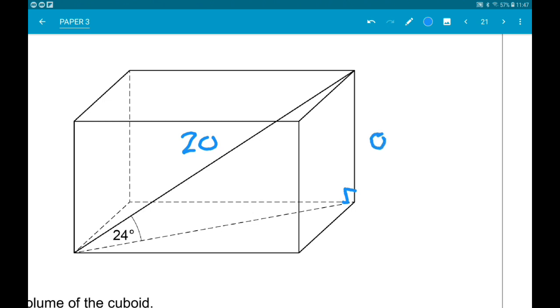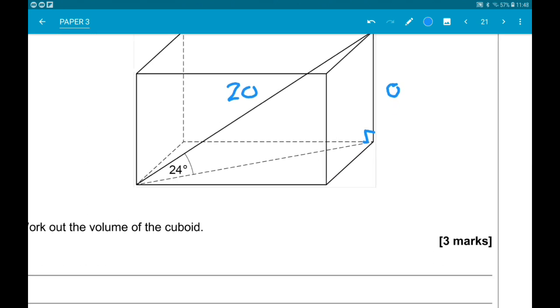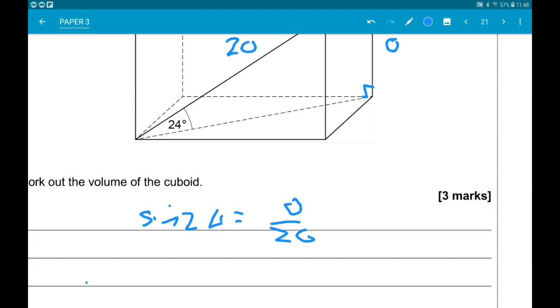So, it's sine. So, sine of 24 is equal to the opposite over 20. Therefore, the opposite is 20 sine 24. Now I'm going to take that to 2 decimal places. That gives us 8.13 centimeters.